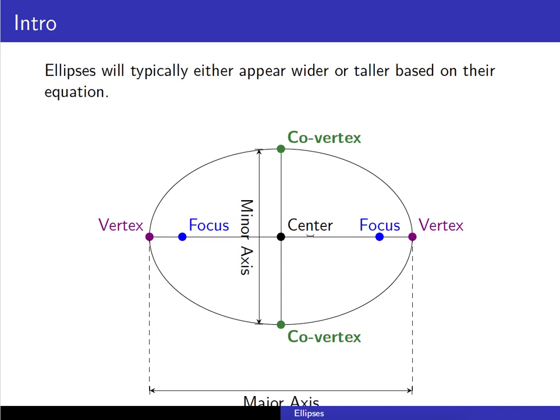The axis that goes through the center that's perpendicular to the major axis is called the minor axis, and the major axis for an ellipse will always be longer than the minor axis will. And the endpoints of the minor axis, where the minor axis hits the ellipse, are called covertices, and the distance from the center to this covertex is the same as the distance from the center to this covertex.